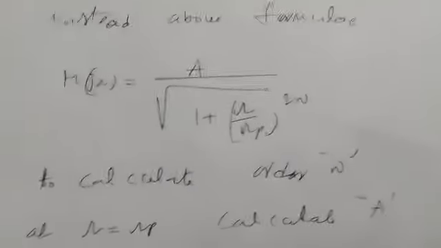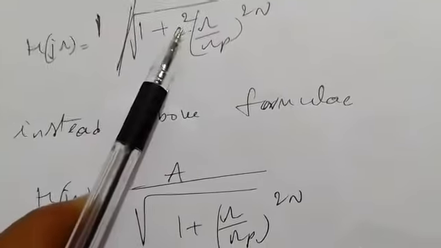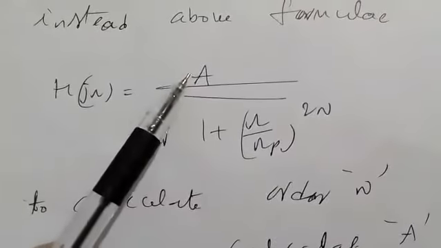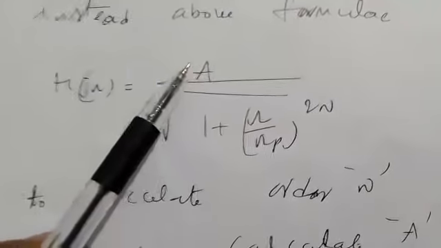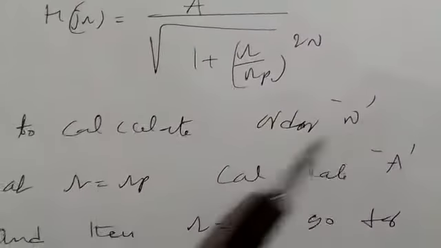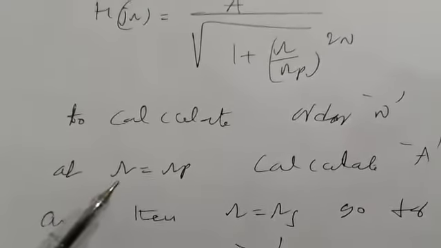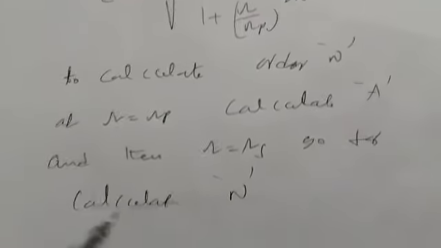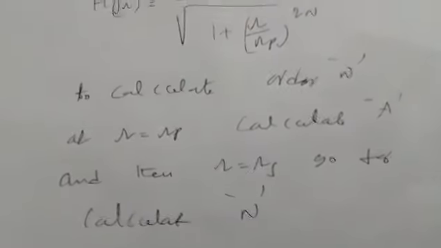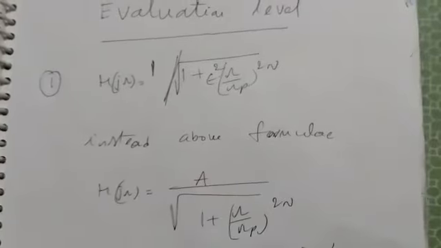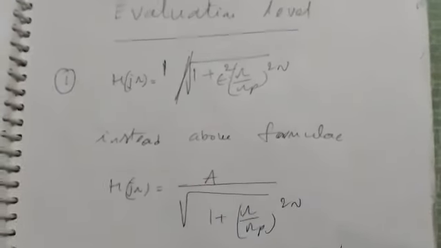To calculate the order, as we have seen in the previous discussion, once you substitute this a introduced in the numerator, the same steps are supposed to be repeated: omega is equal to omega p, calculate a, and next omega is equal to omega s, calculate order n. So this is one way, one procedure, to calculate the order n. This is the first point.